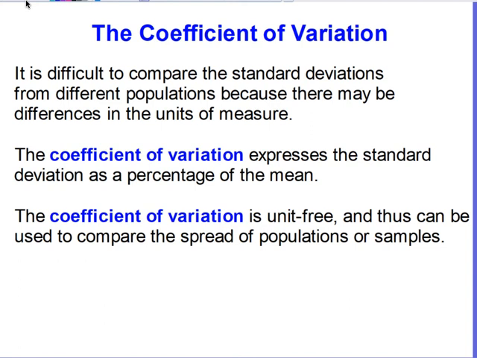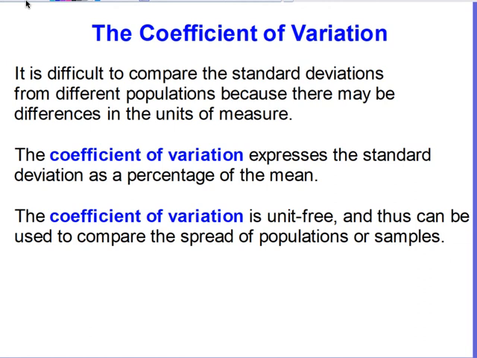The coefficient of variance will give you a percentage that will let you compare the two findings without having to worry about, hey, this one's in Fahrenheit and their temperatures are way higher than the ones in Celsius. The coefficient of variance expresses the standard deviation as a percent of the mean. Okay, the coefficient of variation is unit free. There is a good comparison between populations or samples.